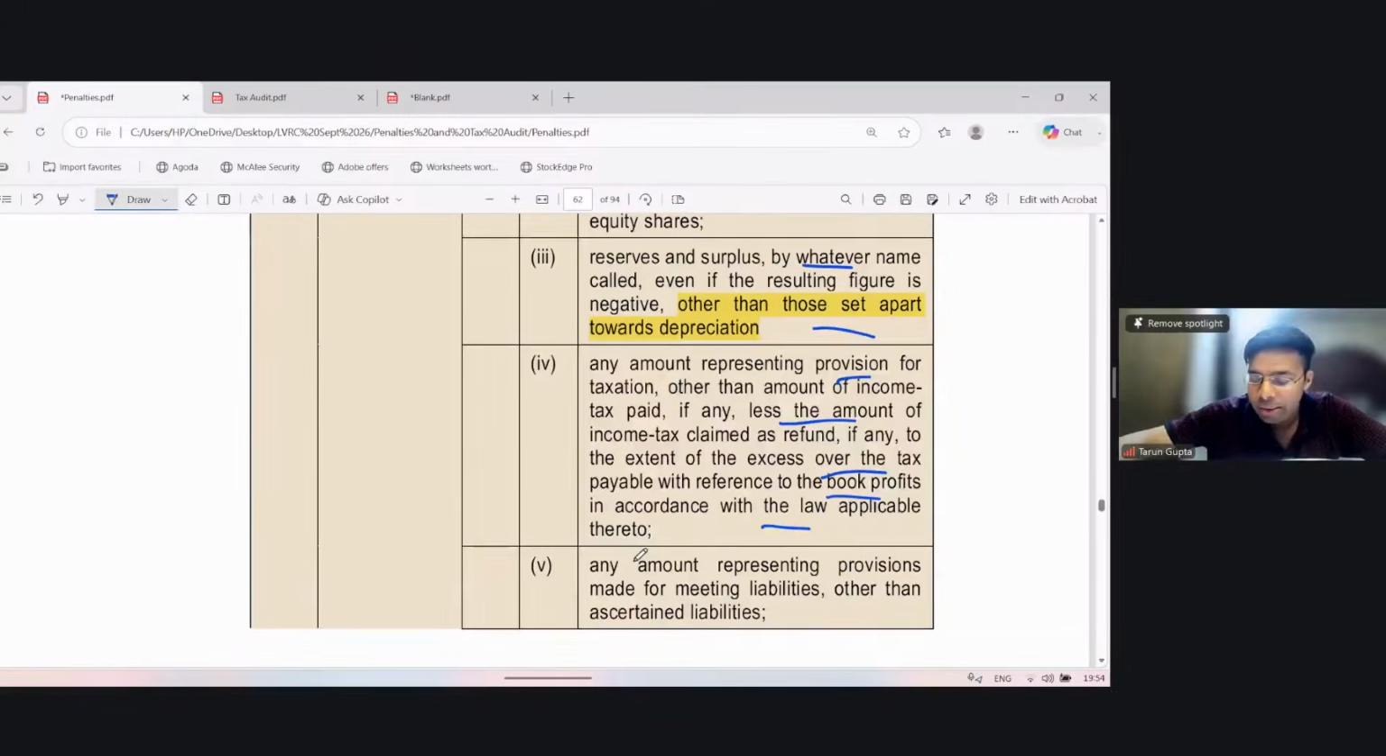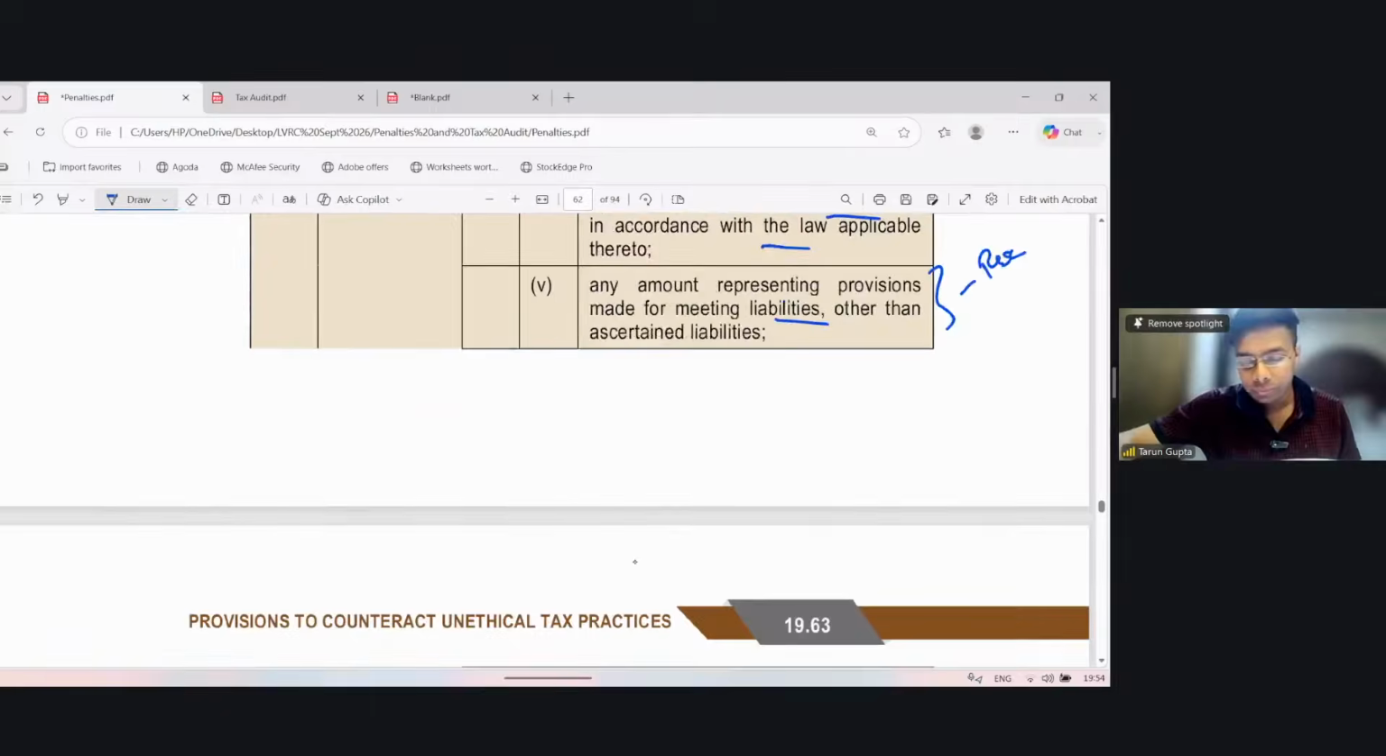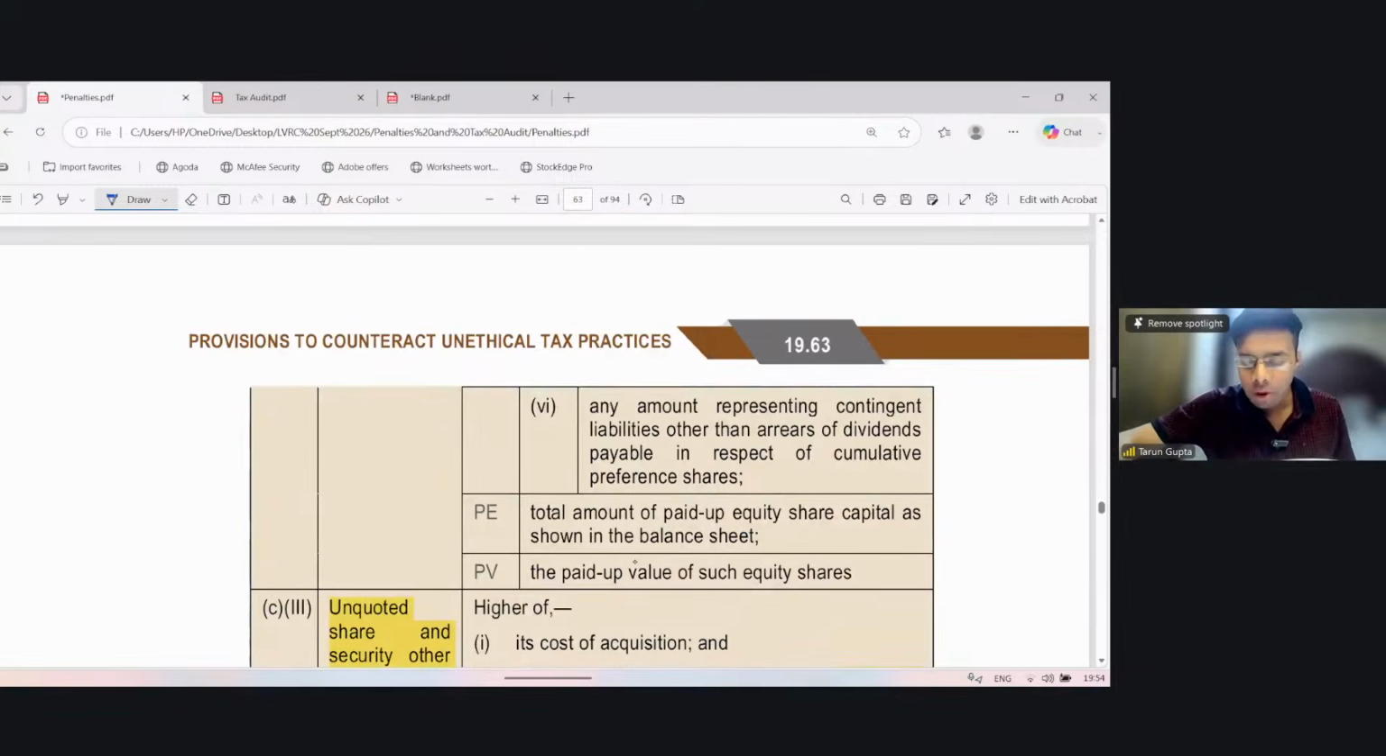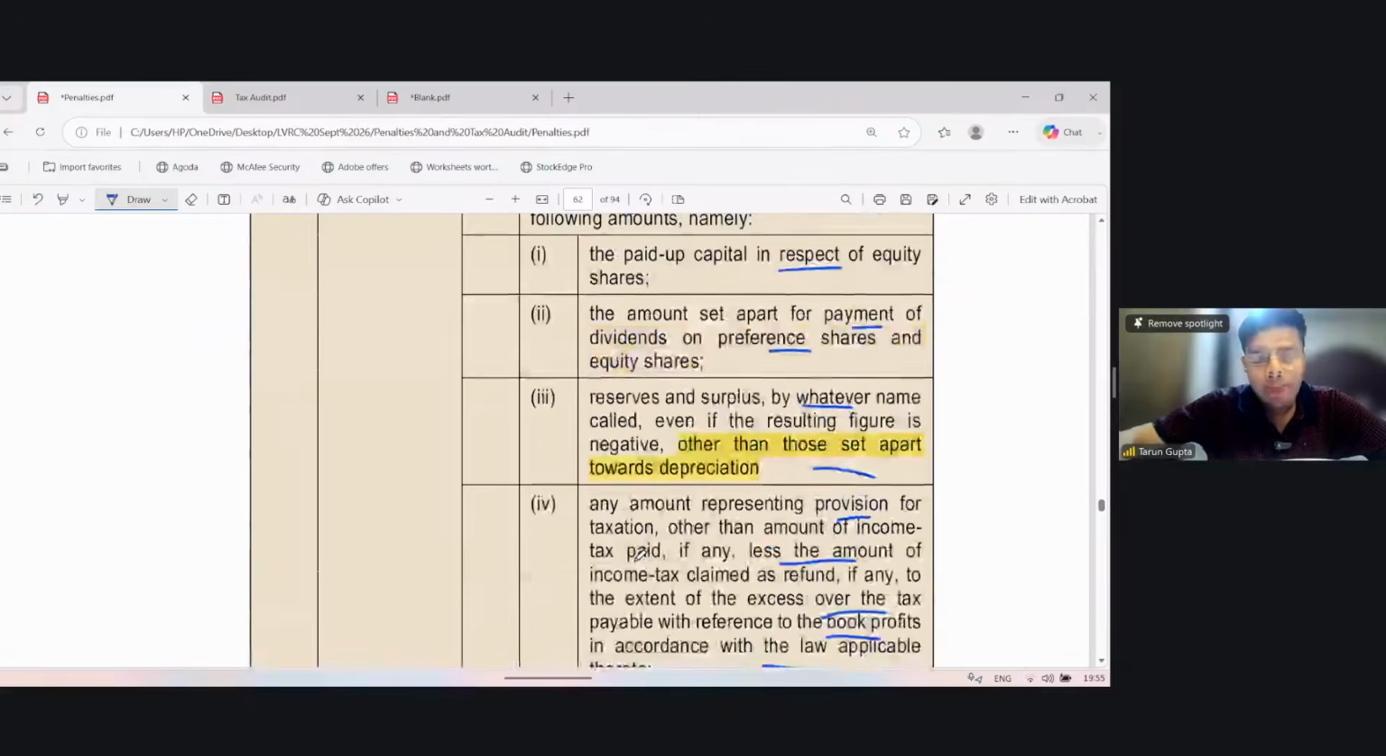The amount representing provision made for liability other than a certain liability, meaning provision made for uncertain liability. This is in the nature of reserves only. If the liability is not ascertained and you have made the provision, that's a reserve only. So reserves are not liabilities, they are part of your profit. Any spending amount representing contingent liability other than arrears of dividend payment in respect of cumulative preference share. Okay. So from the liability side of the balance sheet, we will not reduce all these things.